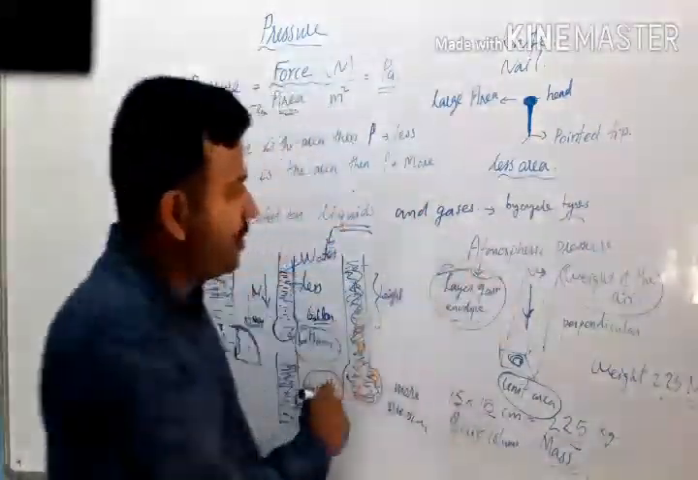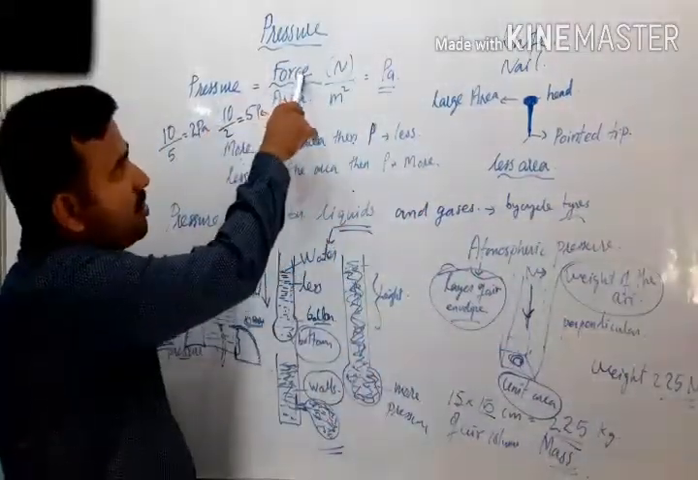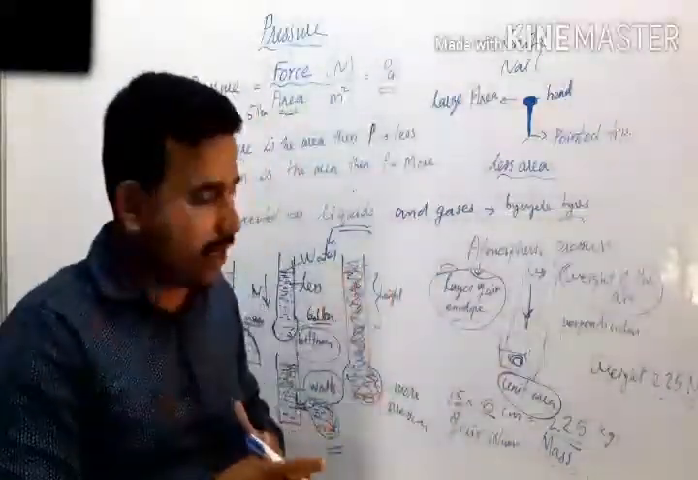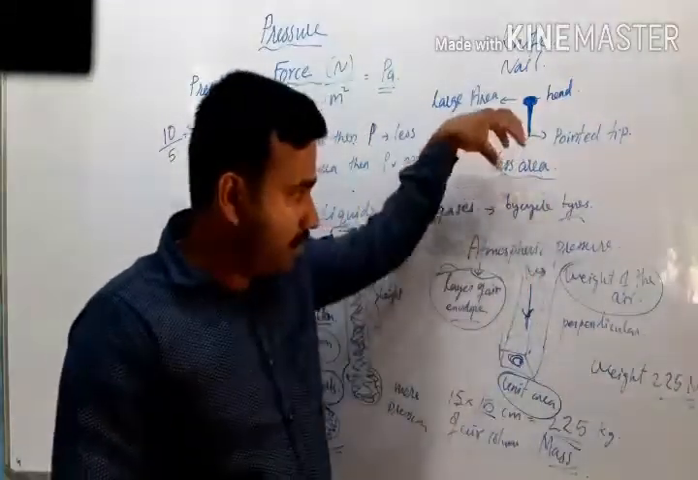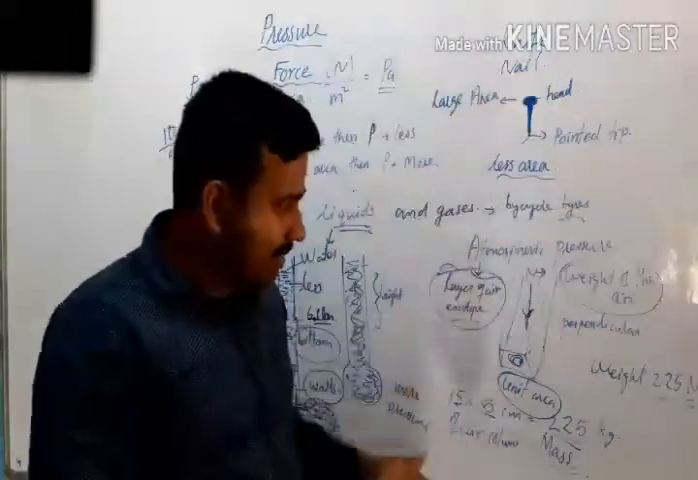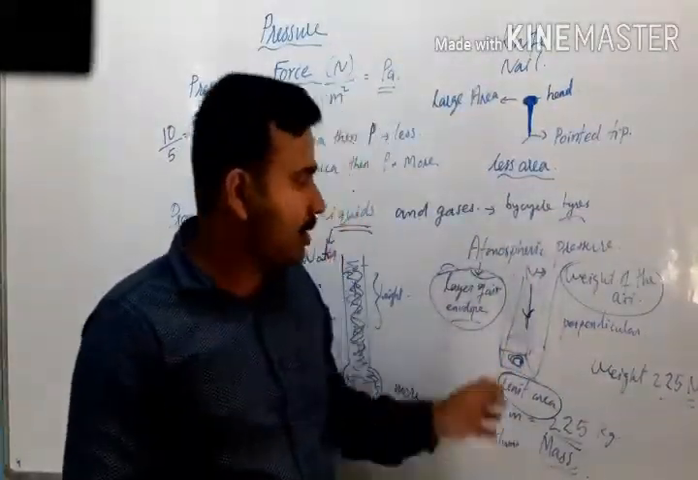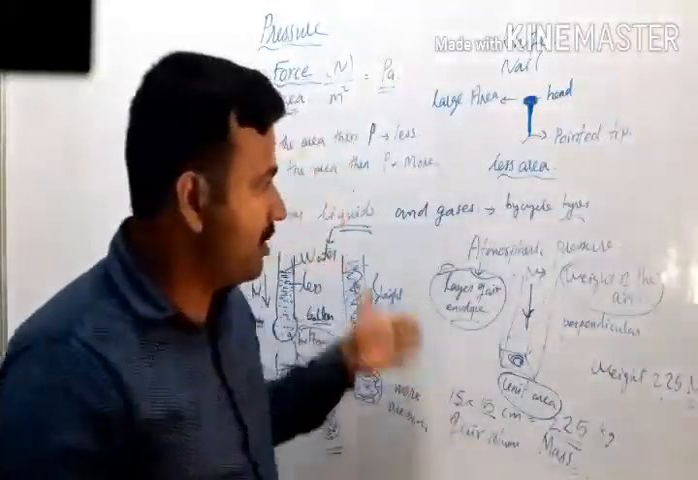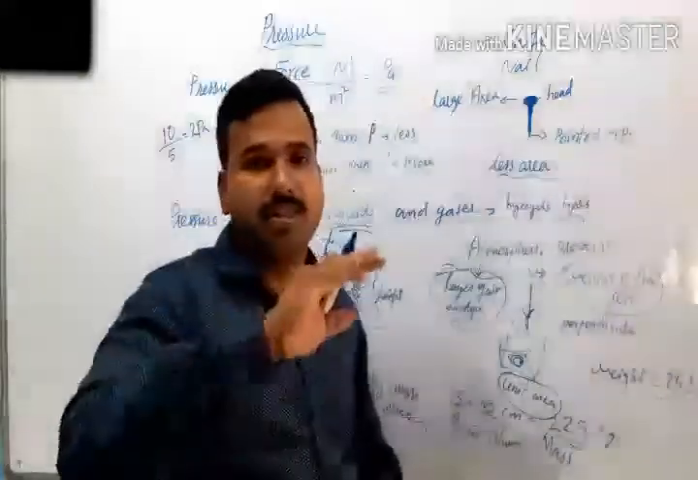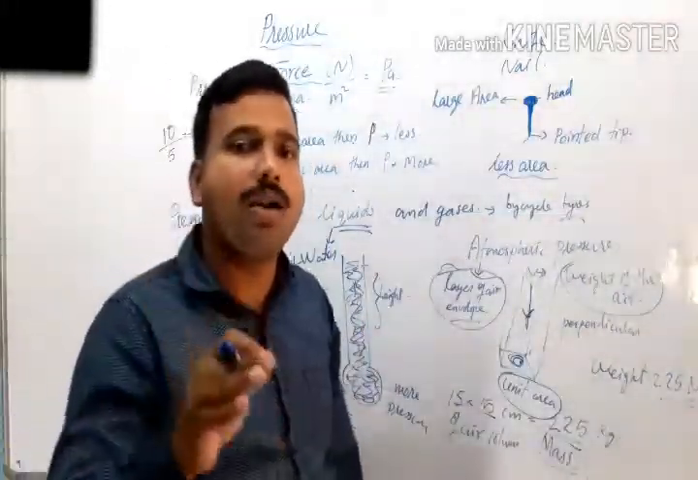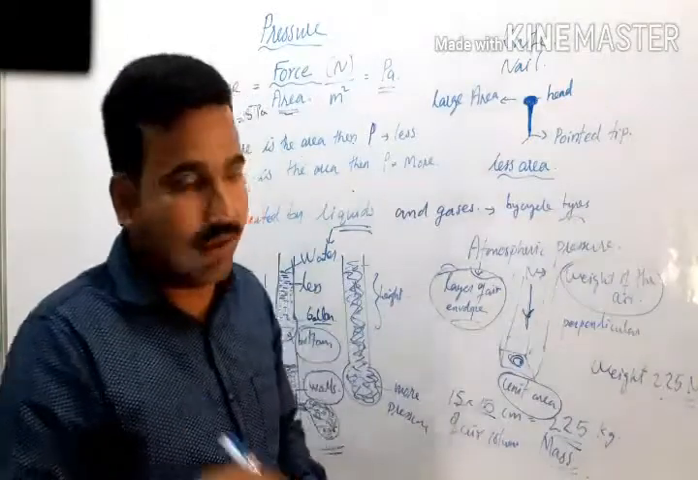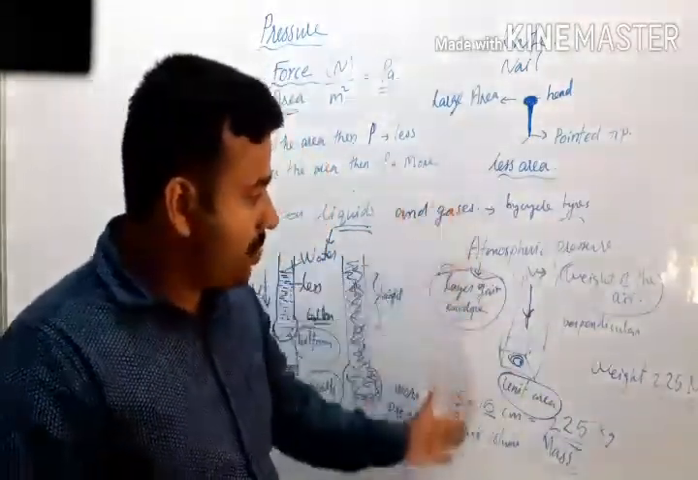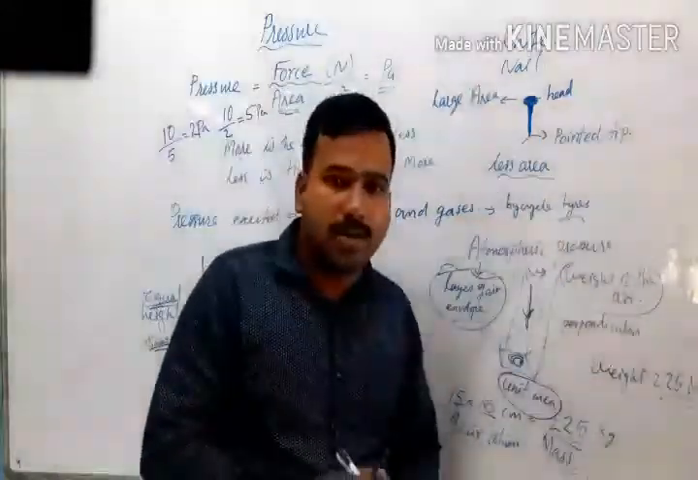So we already defined what pressure is. Pressure is force upon area. Weight is a kind of force only. Similarly, the weight of the air column that is acting over a unit area is known as atmospheric pressure. Normally, atmospheric pressure at sea level is considered as 1 atmospheric pressure, which is equal to 76 cm of mercury. So this is all about this particular chapter.